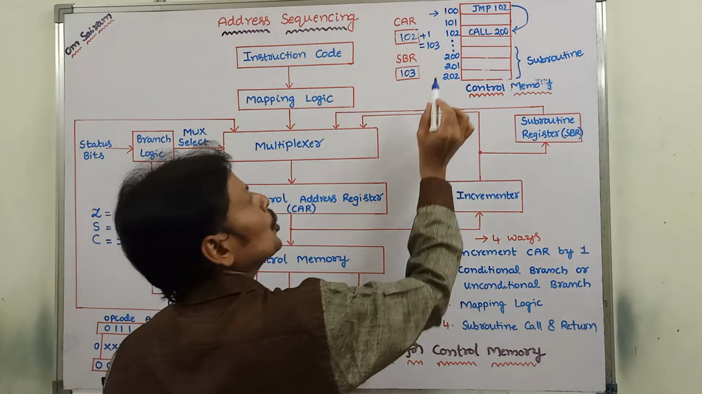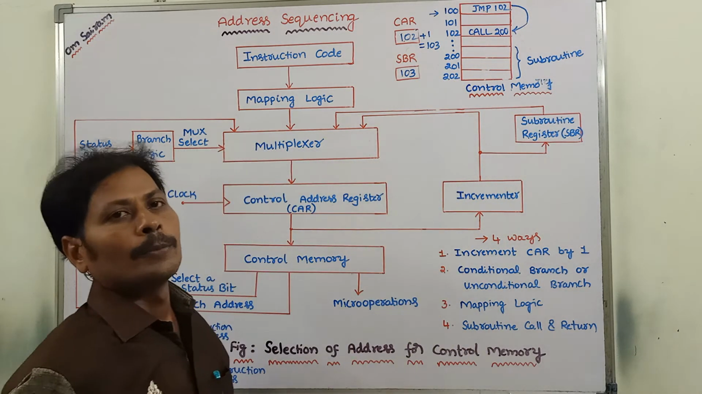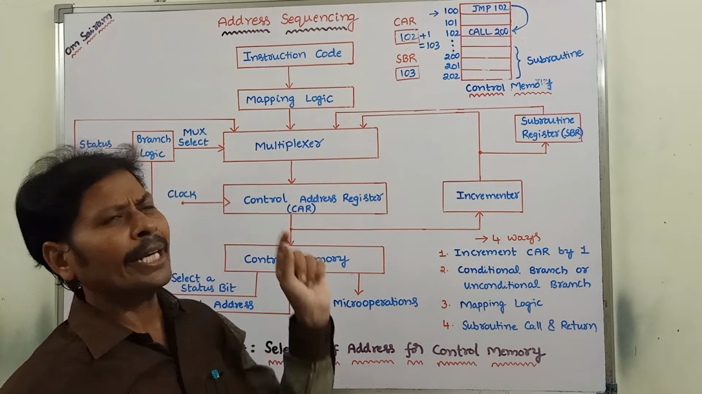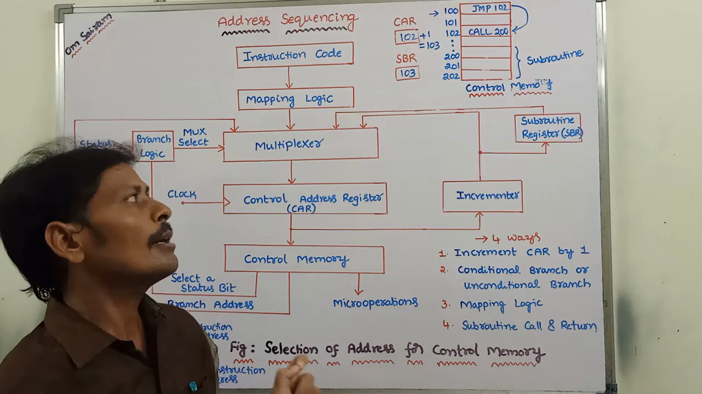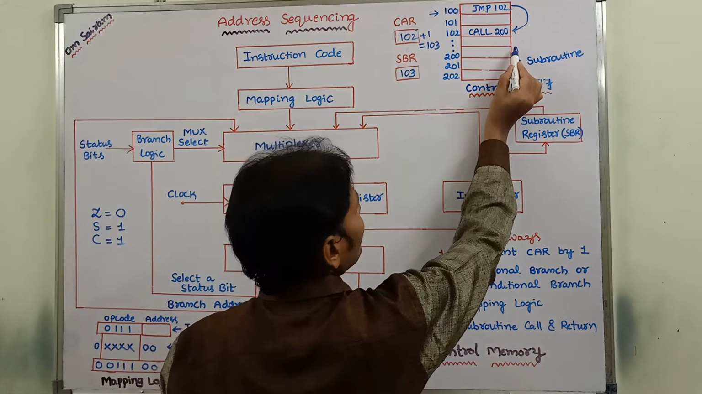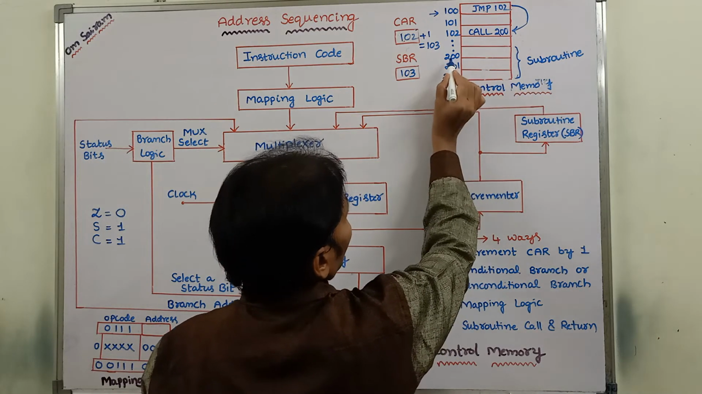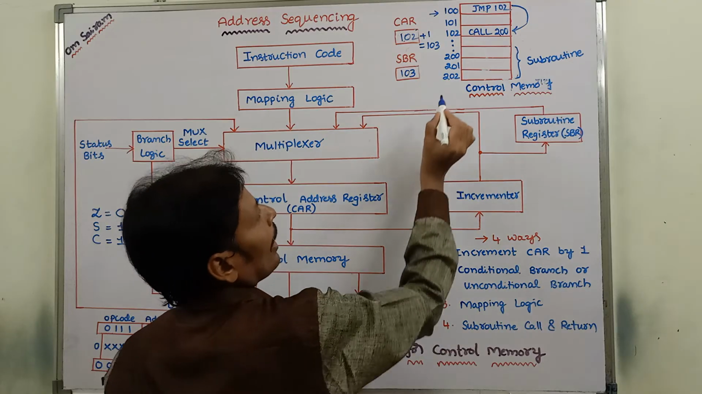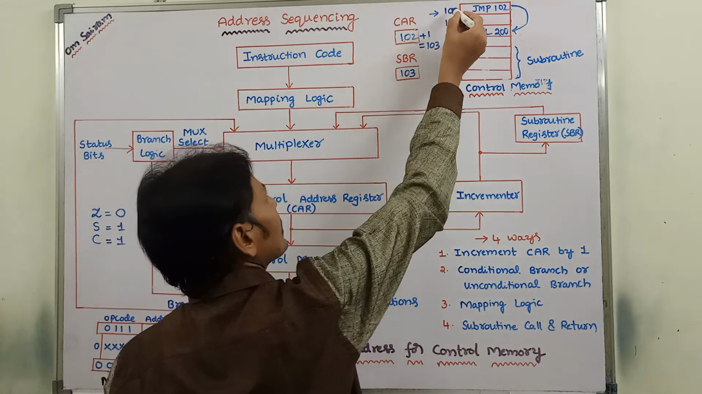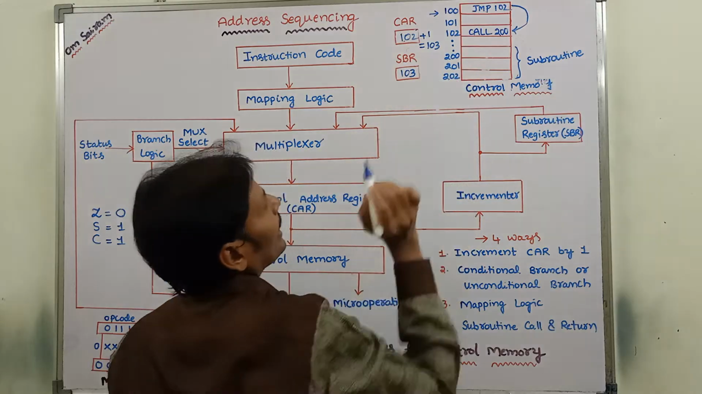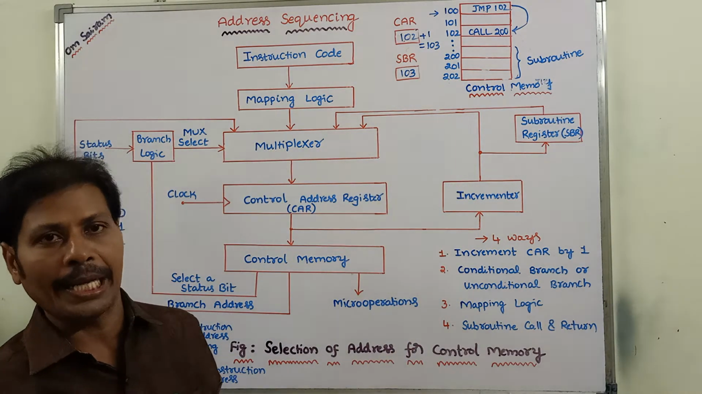Okay, 200 is the first micro instruction address in the subroutine. So here the subroutine is starting from 200 and ending with 202. The main program starts from 100 and ends with 199.